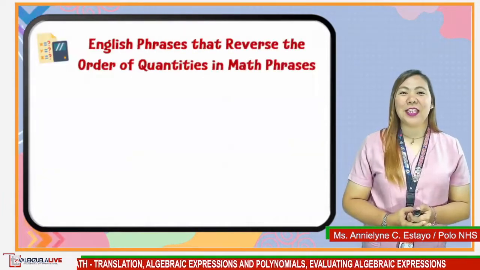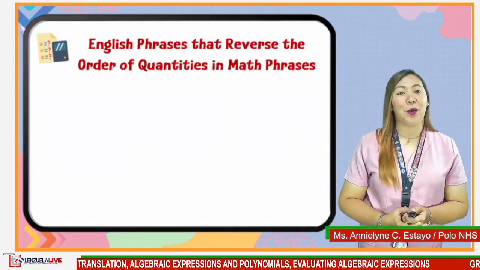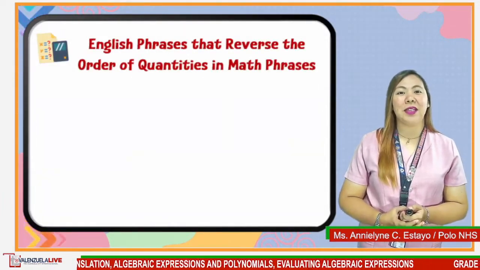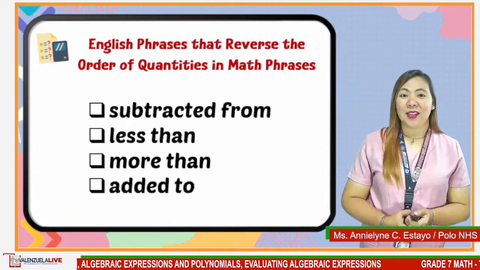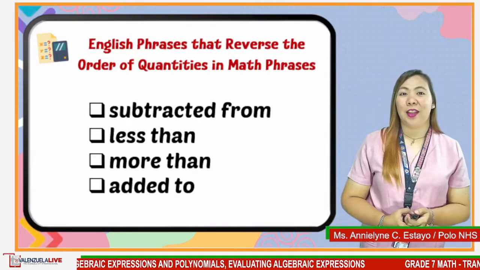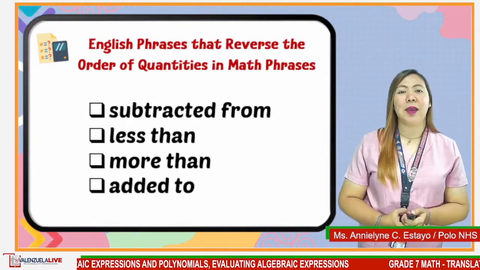Some of the English phrases that reverse the order of quantities in mathematical phrases are subtracted from, less than, more than, and added to. Let's have some examples of this.